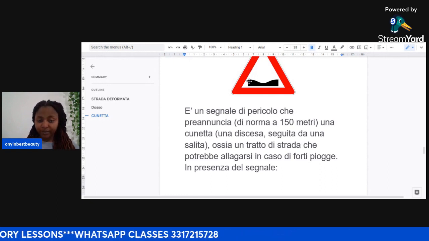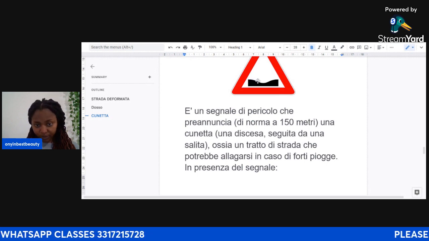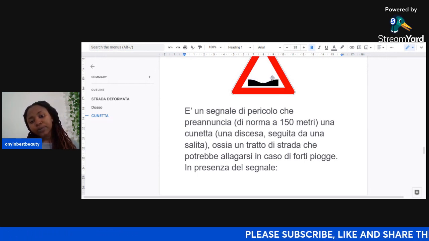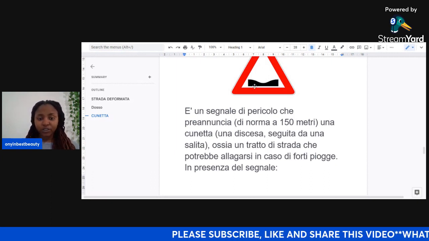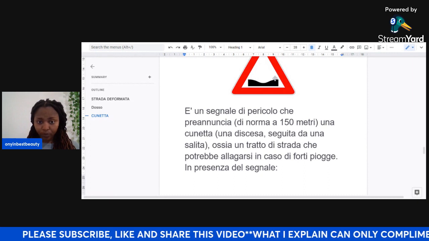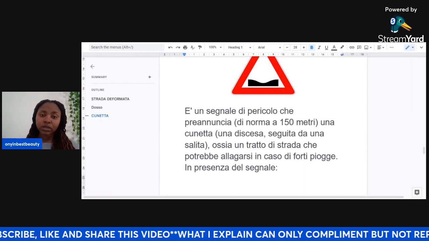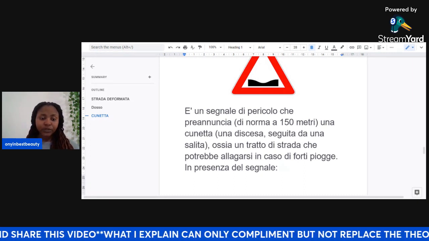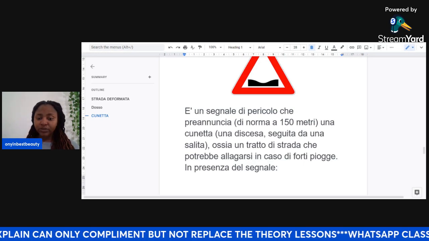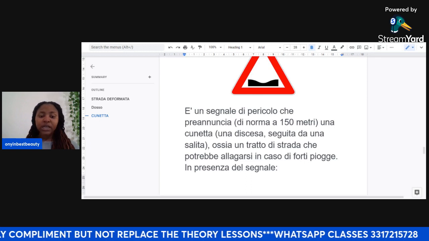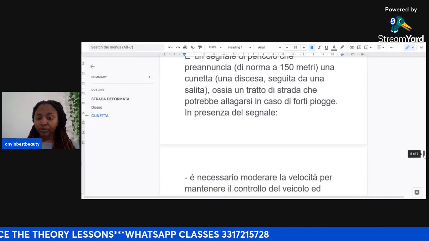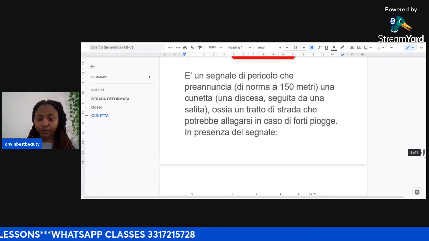Now, una discesa is coming down, seguita da una salita, followed by what? A going up. It's coming down, followed by what? A going up. It's like a pothole. This kind of road is called cuneta. O sia sul tratto di strada che potrebbe allagarsi in caso di forte piogge. Now, this kind of road can be what? Can be flooded in case of heavy rain because of the shape of the road.